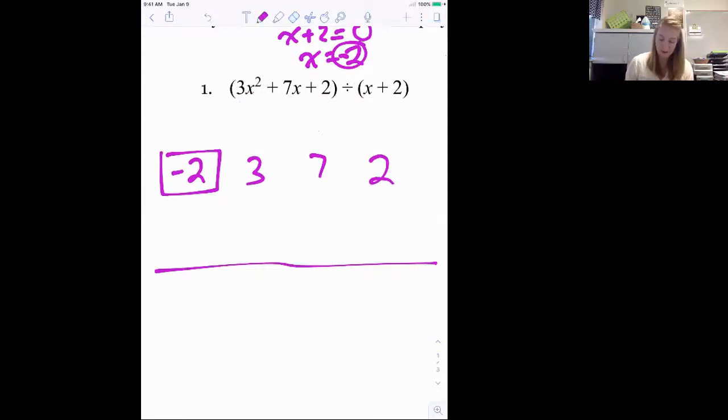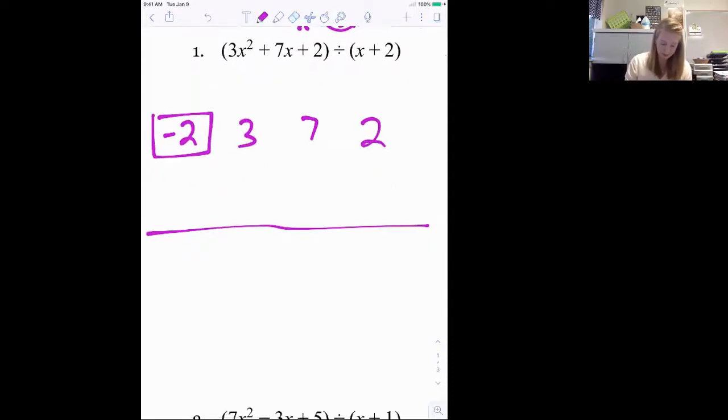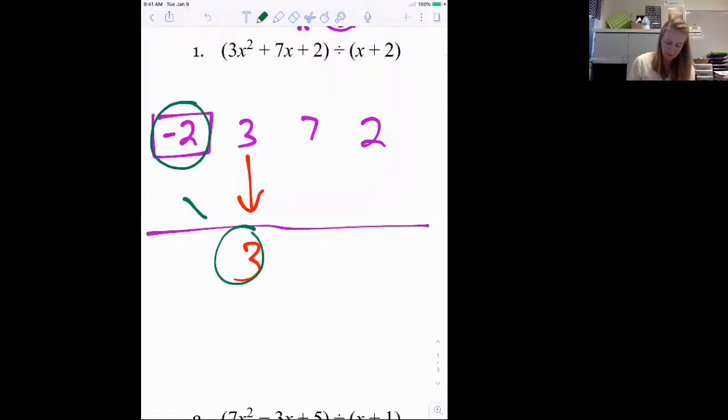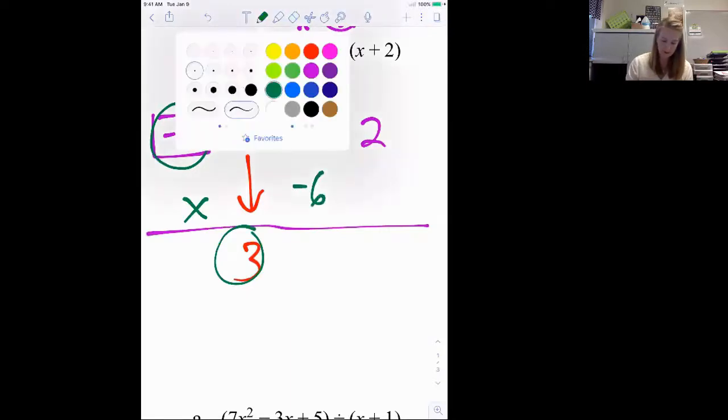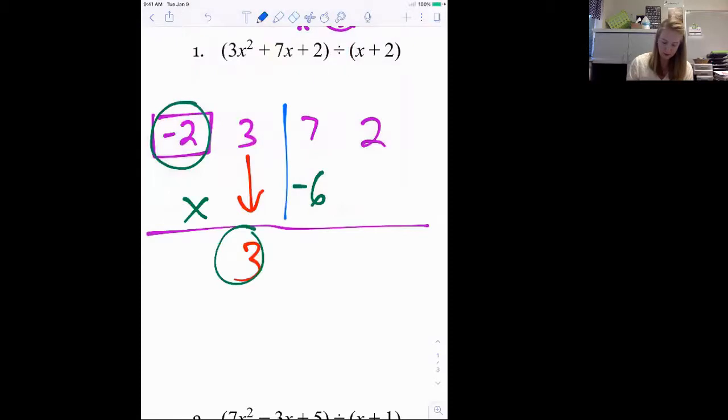Okay, so now the steps for synthetic division are: step 1, bring down this first coefficient. That's all you've got to do there. Step 2, let's change to green. I'm going to take this number and I'm going to multiply them together. Negative 2 times positive 3 is negative 6. Then I'm going to take these two numbers and I'm going to add them. 7 plus negative 6, that's the same thing as 7 minus 6, that's 1.